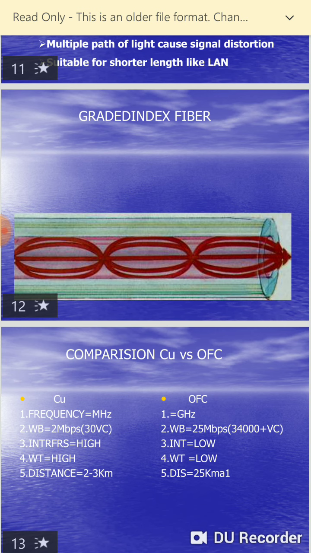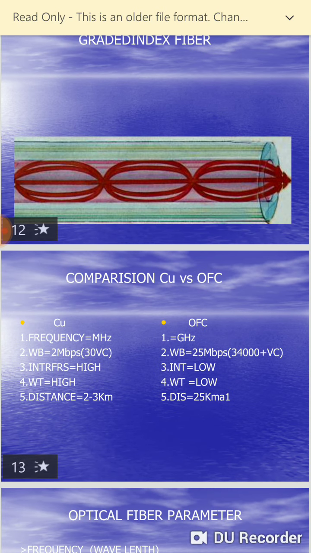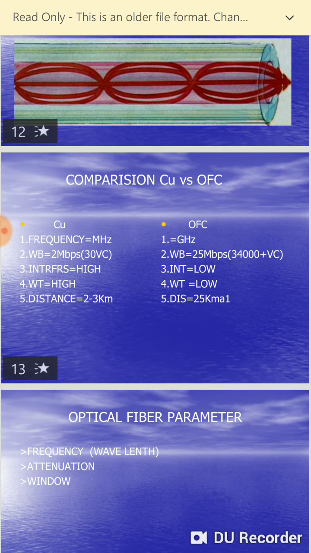Then distance up to what the signal can be transmitted without loss, that is 2 to 3 kilometer in case of copper wire, and in case of optical fiber cable it is 25 kilometer. Weight of the copper cable is high and weight of the optical fiber cable is low. So these are some of the comparison points between the traditional copper wire cable and optical fiber cable.